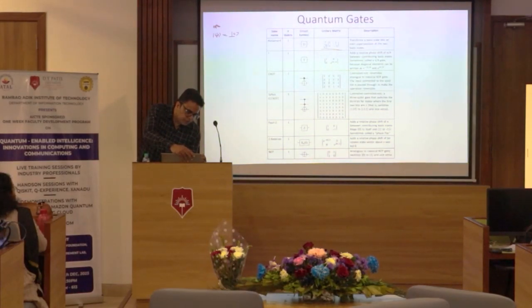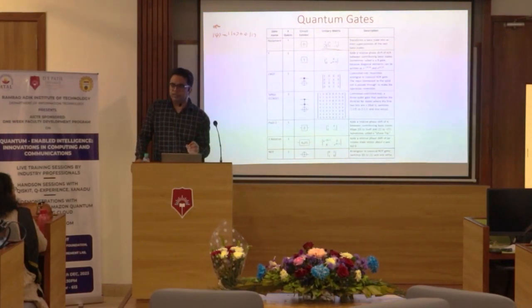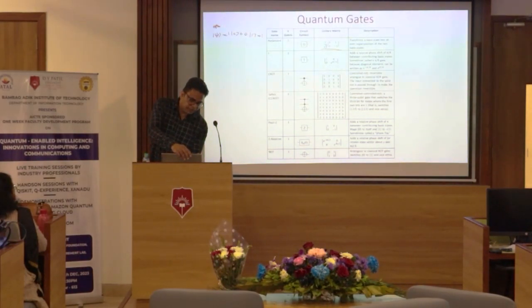Only 0. So this is 1 times 0 plus 0 times 1. So here you have a state like this: 1 times 0 plus 0 times 1. So what is this state basically? Can anyone tell? It is 0 only.